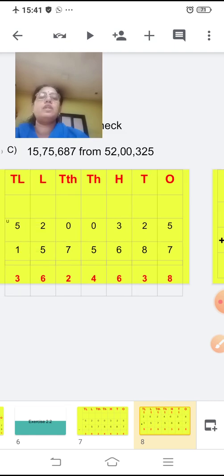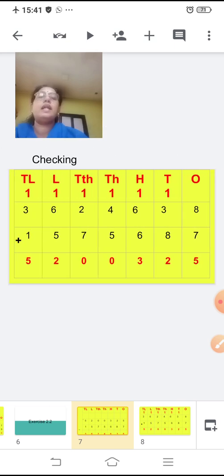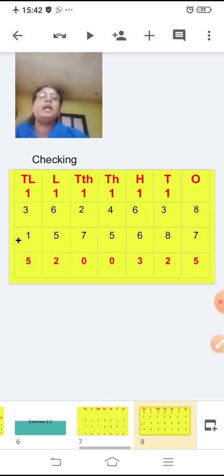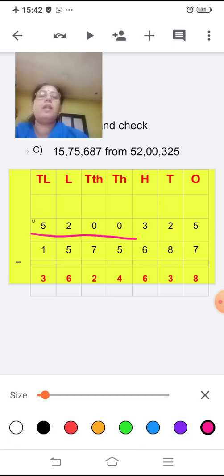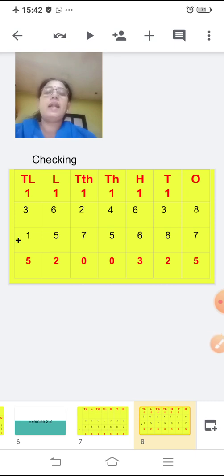Now what was your difference or your answer? That is 36 lakh 24,638. That number you will write on top, and plus you will write the second number, that is the subtrahend, that is 15,75,687. Now when you add the difference and the subtrahend, you should get your answer as your minuend, that is the first number, this number. Are you getting the first number? When you are getting the answer after adding, if you are getting your answer as your minuend, that means your subtraction sum is correct. Now coming to one more sum.